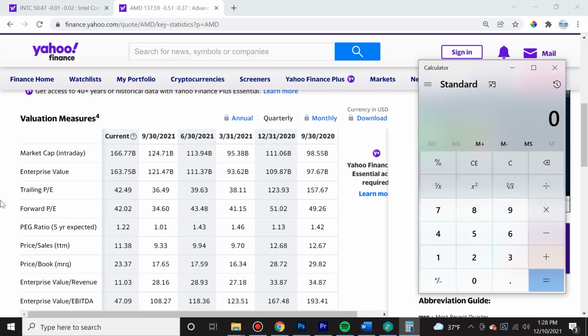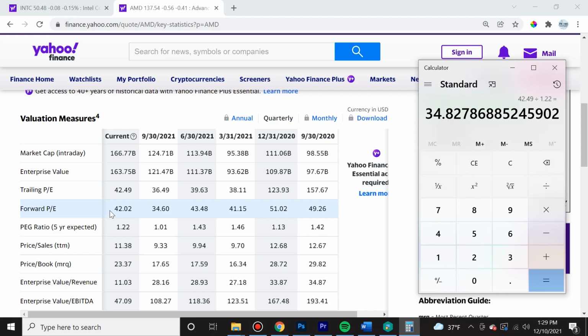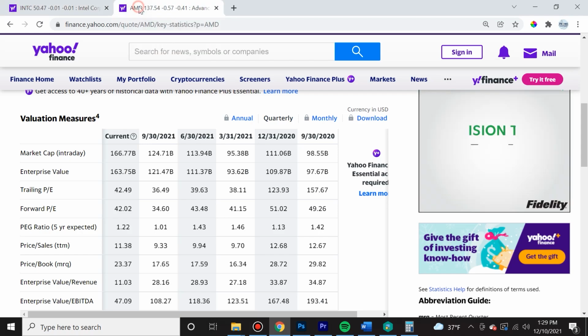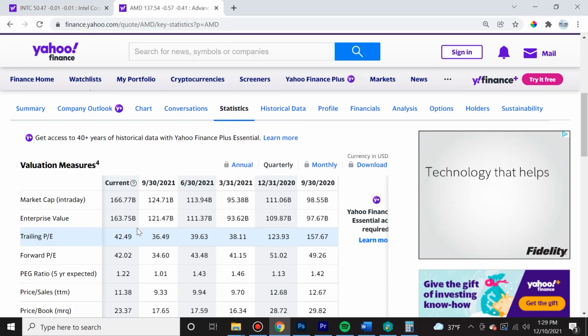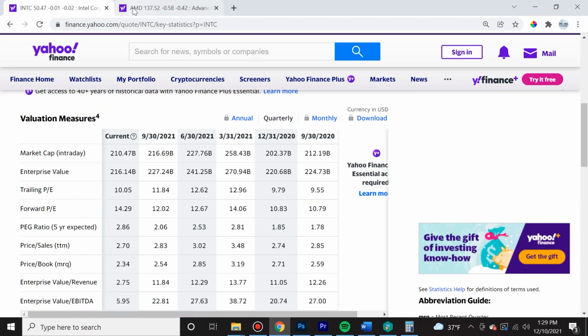So we take the PE ratio, the trailing PE, which is 42.49, and we divide that by the PEG ratio, which is 1.22, and we will see that the growth rate for AMD is much rosier, 34.82%. This is rather large, and this is why people are okay purchasing AMD today at prices that have a very high PE. Now, when you compare whether Intel is a good investment or AMD is a good investment, you should always look into the other valuation metrics and decide for yourself.